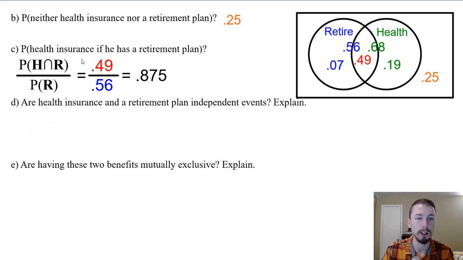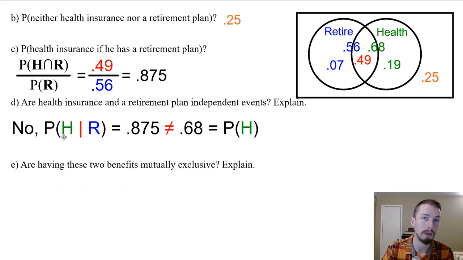Well, we need to compare a conditional to a marginal. We already have our conditional here, the probability of health given retirement. So what's the overall probability of health, which is 68%? Is that the same as the 87.5? No, they're not. So they are not independent events because the conditional probability of health given retirement is higher than the probability of just health. So knowing that you have a retirement plan increases your likelihood of having a health insurance plan by about 20% there.